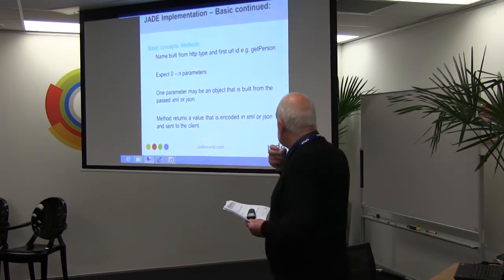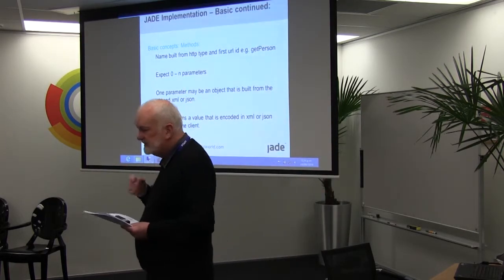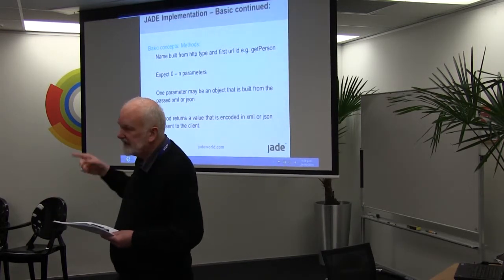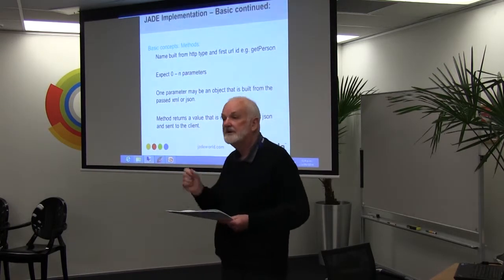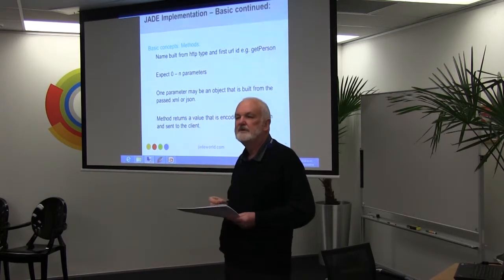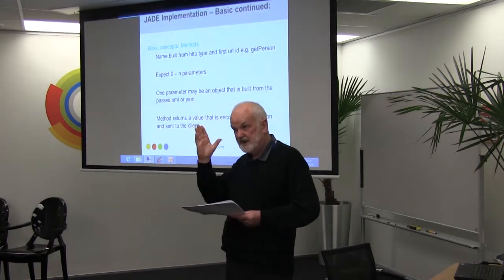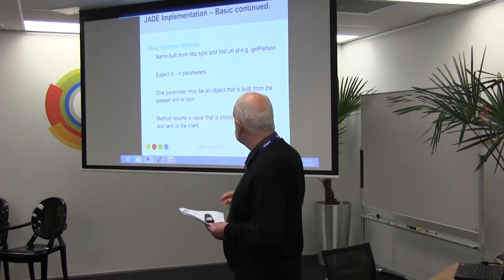And you define that method with the parameters that you expect, which then have to be passed through as that URI. So in the get person case, we would expect one parameter being the ID of the person that we want. And you would define the return type of the method as being a person, saying I'm going to return the person back to the web service.